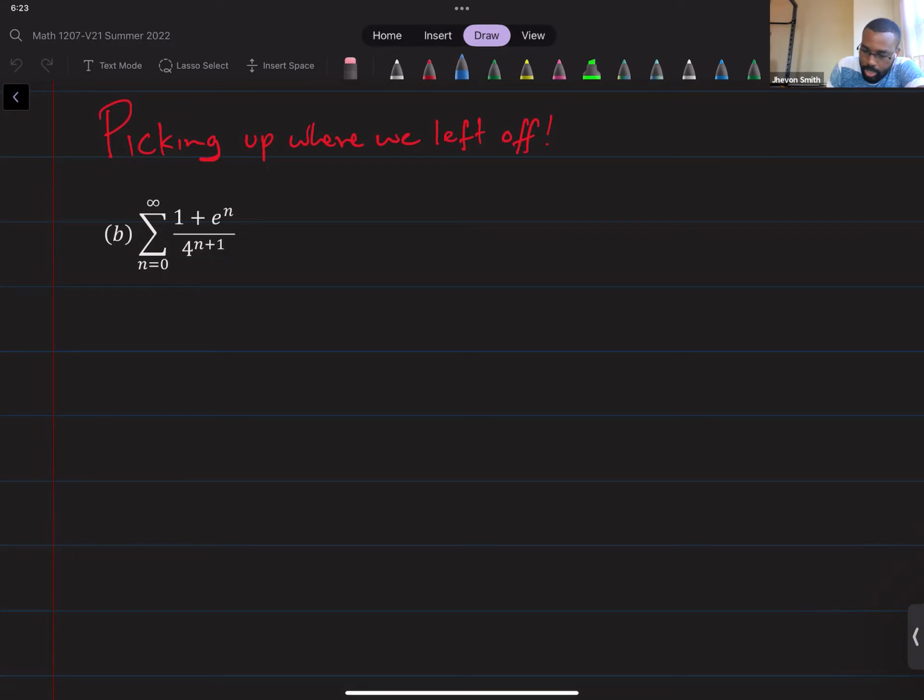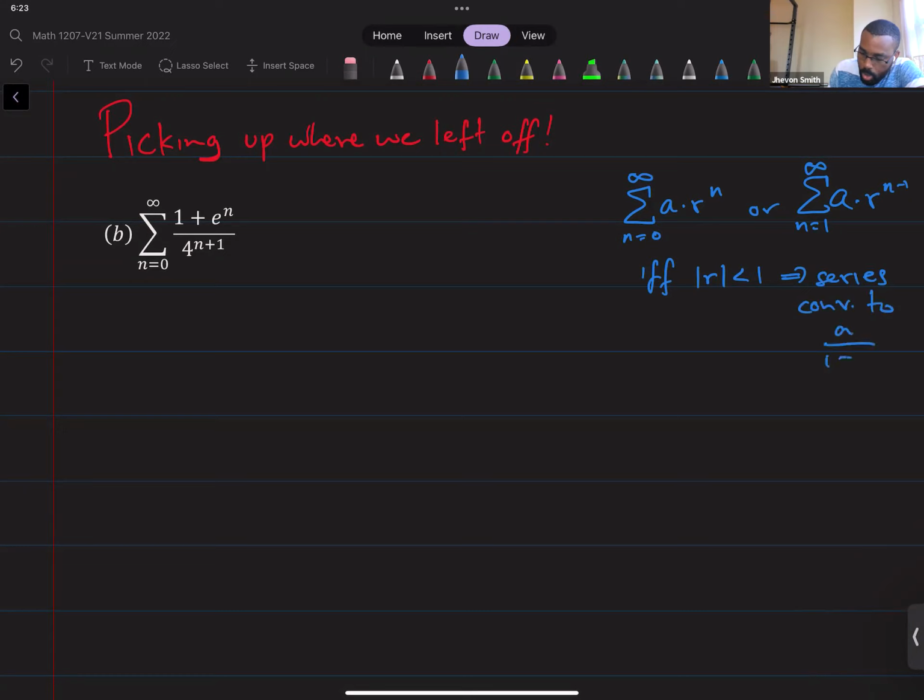Remember, a geometric series looks like either n goes from 0 to infinity of a times r to the n, or n goes from 1 to infinity of a times r to the n minus 1. If and only if r in absolute value is less than 1, then the series converges to a over 1 minus r. So that's what we know about geometric series.